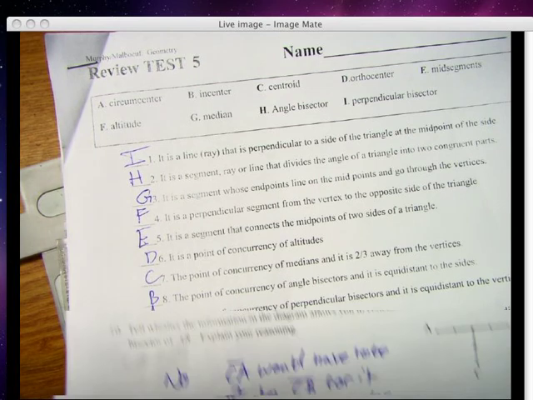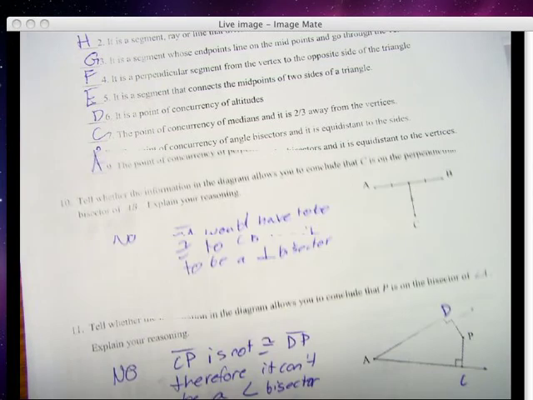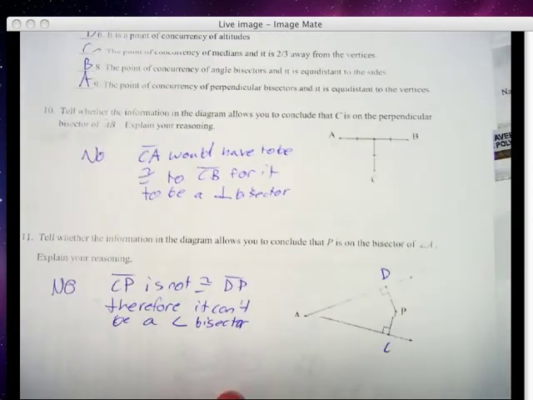Okay, number 10. No. CA would have to be congruent to CB for it to be a perpendicular bisector. There's no connection between C and A and C and B showing that they're congruent, so that's why we know it's no. I'm going to move it to the top, but I'm going to put the next one up here.